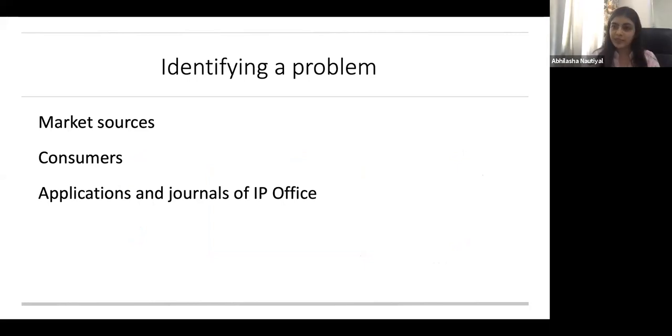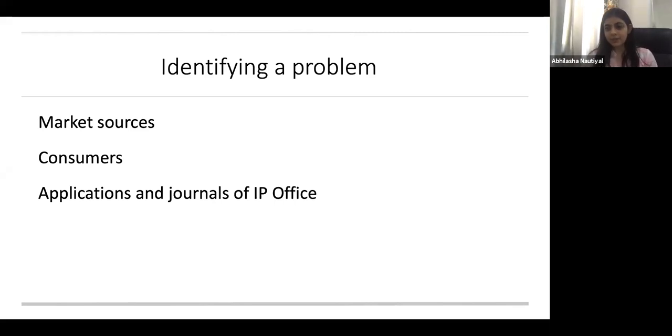Now, what could be a problem? Someone is copying, someone is not copying exactly, but there is some similarity. So these are different layers or different degrees of actionable claims that can be identified. Market sources are usually one of the most common areas where problems are identified because, of course, if a company is suffering in the market because of an infringer, that is most likely a case where they would want to take action. What kind of action, we'll just come to that.